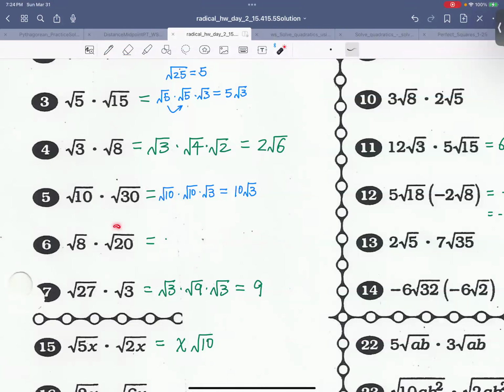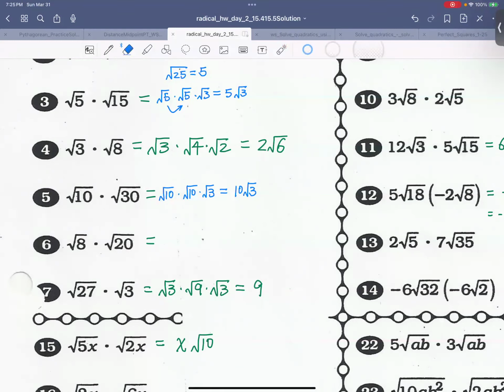Bonjour, let's try here. This is square root 8. This is square root 20. So what do you want to do? Bonjour, you can unmute yourself. Square root 8 can be rewritten as who? Unmute yourself. Bonjour, did you hear me?